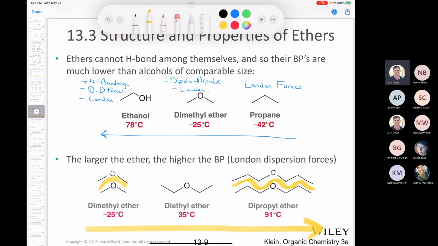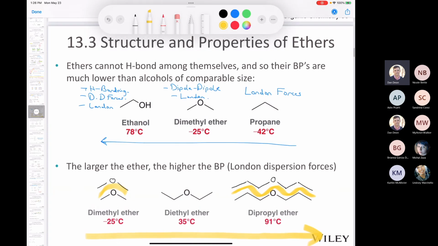Give me a thumbs up if you follow me on the idea of intermolecular forces and ethers. And of course, stop me if you have any questions. Is everybody with me on that? Okay, cool. Good. Groovy. Good.